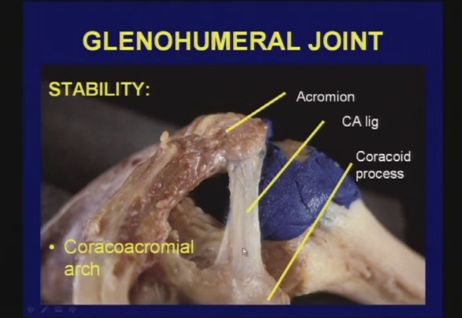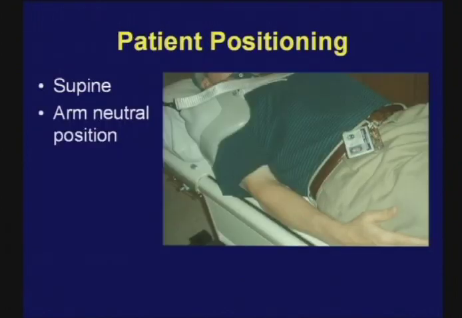Now, as we will talk about, abnormalities of this arch can be associated with patterns of impingement. We'll be talking about that in the next lecture, all right? Second point I would make is that the acromioclavicular joint should really be considered a part of the coracoacromial arch.